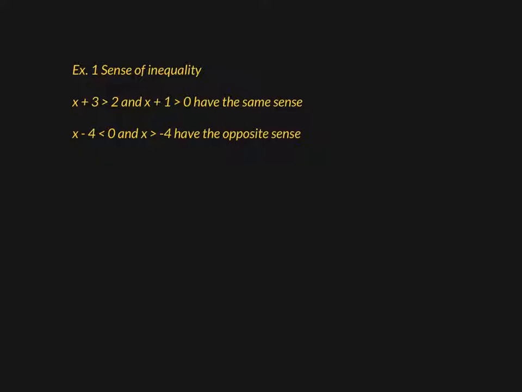All right, a little bit more about the sense of the inequality. If we look at the two inequalities here, we've got x plus 3 is greater than 2, and x plus 1 is greater than 0. These both have the same sense because they both have the signs opening to the left, which is the greater than sign. If you look at the next two, x minus 4 is less than 0, and x is greater than negative 4, our signs are in the opposite direction, so these are the opposite senses.